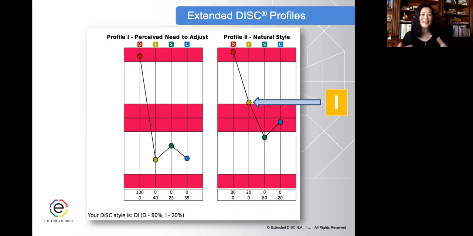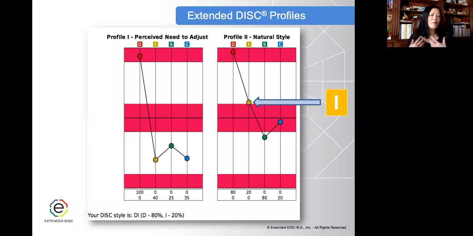That is the statement that reflects your profile 2. Now, if I were to bring in profile 1 into the debrief, I would say, looking at your profile 1, where you believe you need to adjust to at this point in time, it looks like you want to focus 100% of your energies on your D style right now. How do you feel about that?